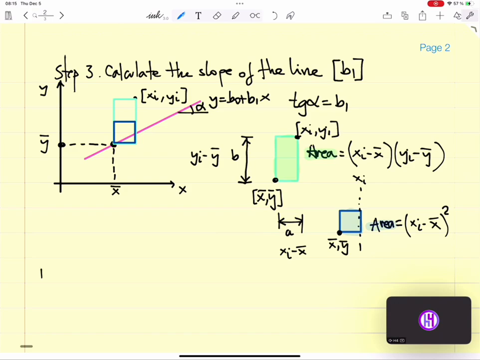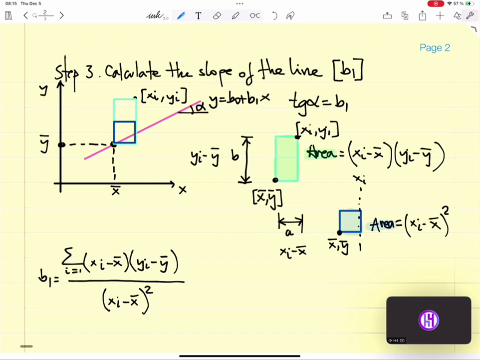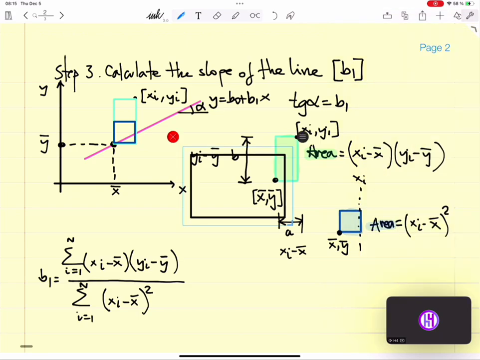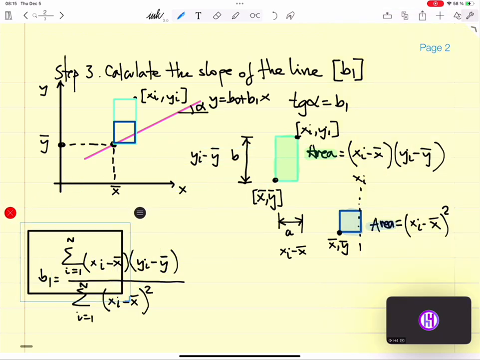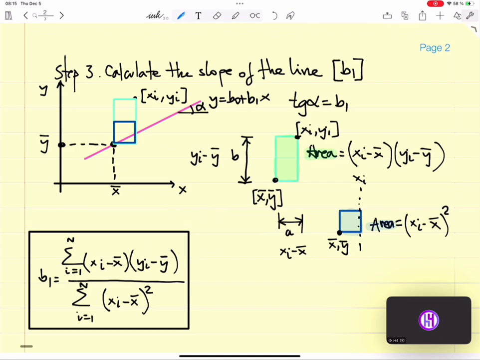So B1 equals, of course, we do it not only for one point, we do it for many points. Okay. So we not only do it for one point, that's why we add up over all the points. So this is the slope that we're looking for. Okay. Adding up.